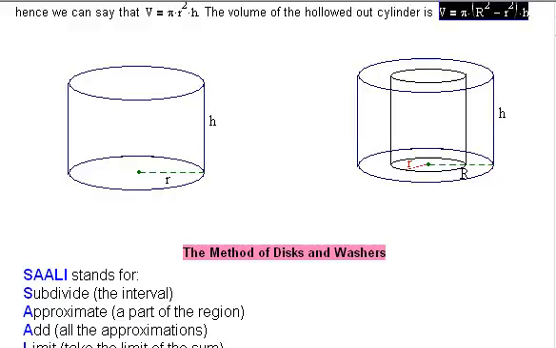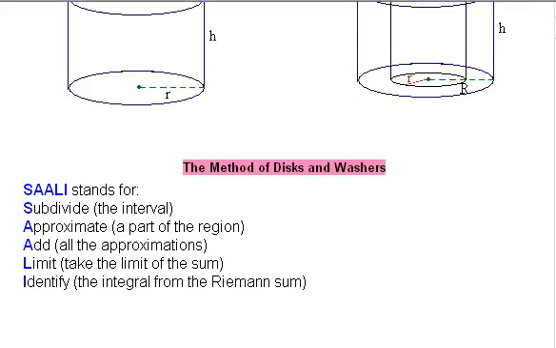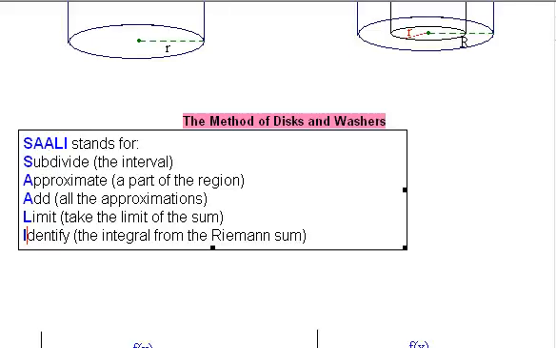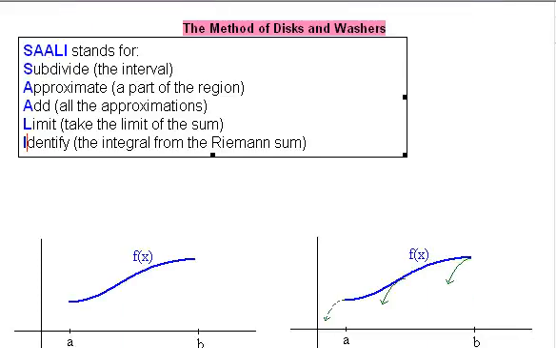So again, for the methods of discs and washers, we can set this whole thing up by using, as you've heard in the first lesson, the SAALI process: subdivide, approximate, add, take to a limit, and identify an integral from a Riemann sum that we will be having. And so here is our problem.